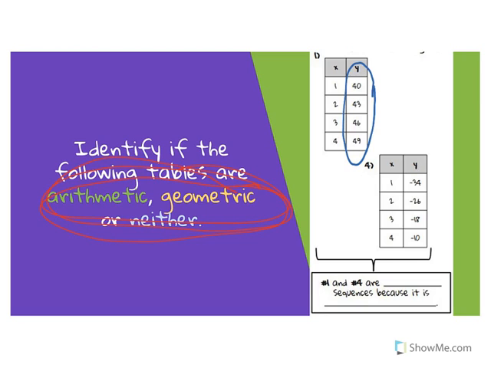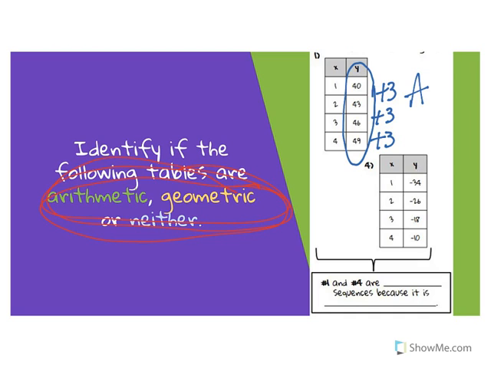What are they changing by? So let's see, from 40 to 43, that's plus 3. From 43 to 46, that's plus 3. 46 to 49, that's plus 3. So we're adding 3 each time, so that's arithmetic. That's all you need to do on this table part.